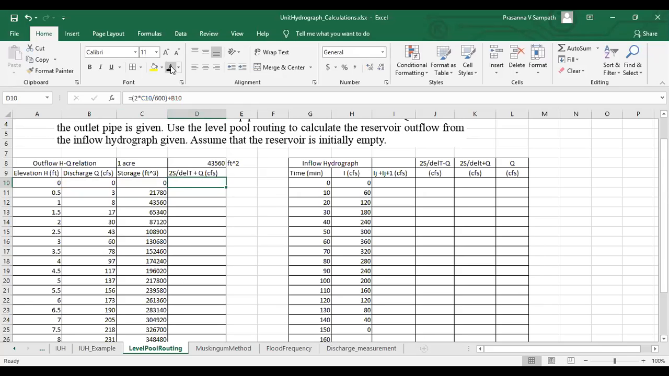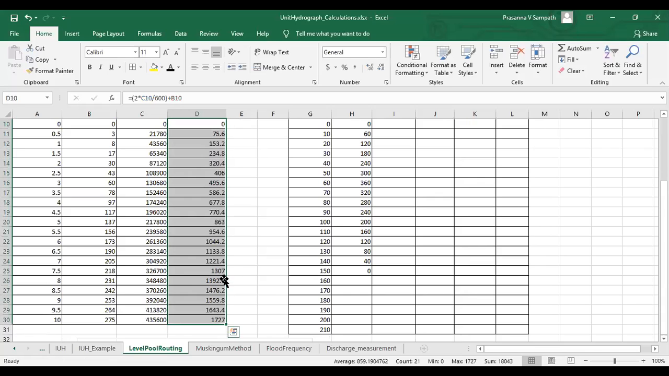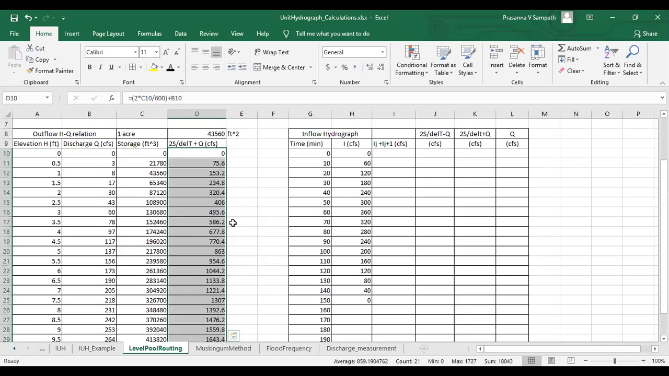I can do the same thing, and the same formula is copied all the way down. So these are the numbers. Column B over here is Q, and column D is 2S by delta t plus Q. Now if you think about it, you have all the information that you need to solve this problem.